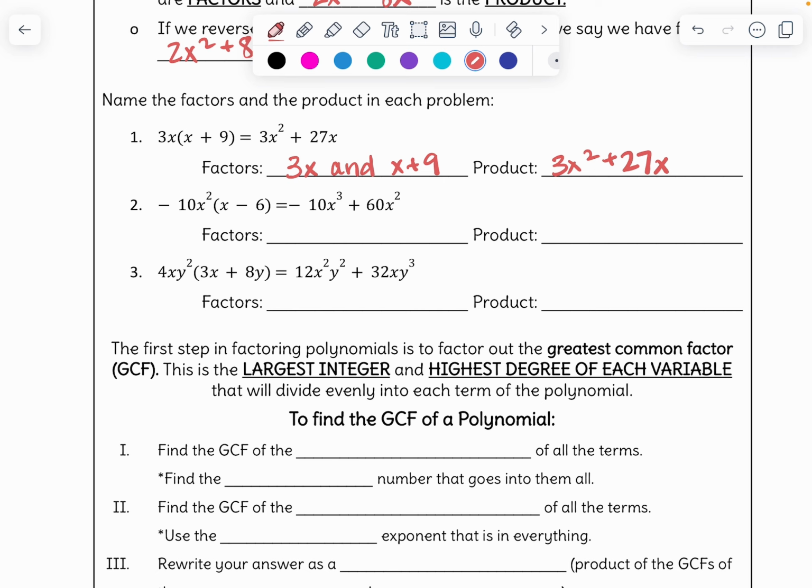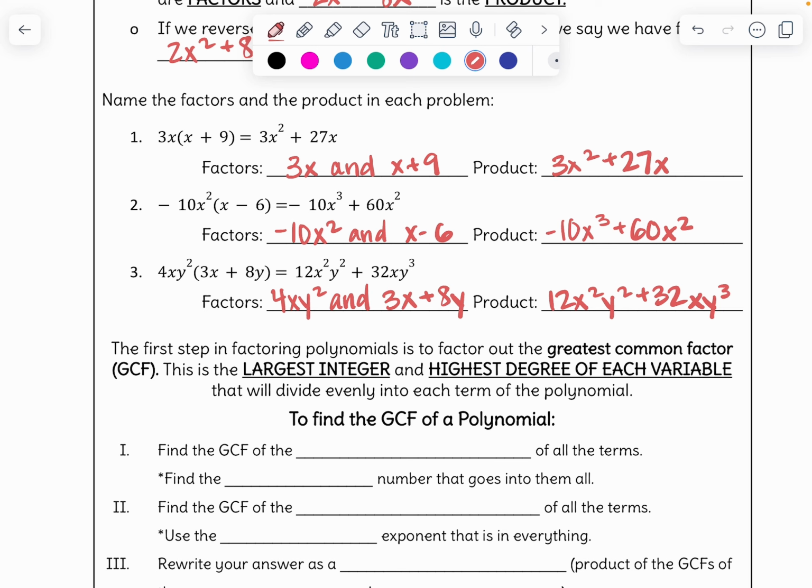In number 2, the factors, what's being multiplied together, are negative 10x squared and x minus 6. The product is negative 10x cubed plus 60x squared. In number 3, the factors that are being multiplied together are 4xy squared and 3x plus 8y. The product is 12x squared y squared plus 32xy cubed.